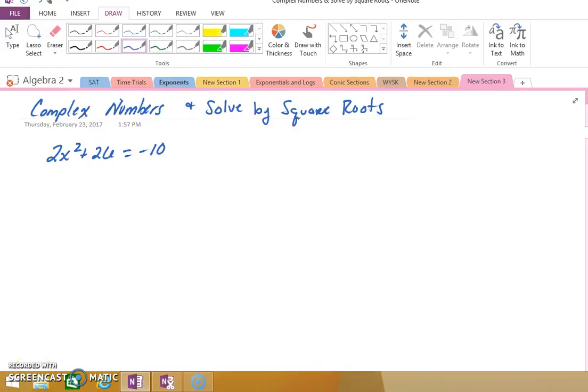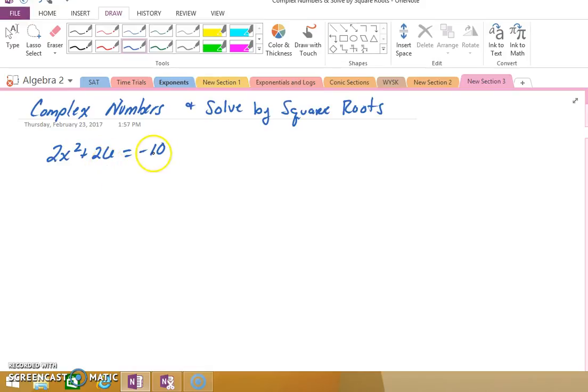Right, so this time we're going to do complex numbers and solving by square roots. And you're like, Ms. Hughes, we've already done solving by square roots. We're going to add a little bit of a twist to it. So we're going to start with our problem, 2x squared plus 2x equals negative 10. If you notice, we've got an x squared term and we have a constant term, but we don't have a term that just has an x to it.